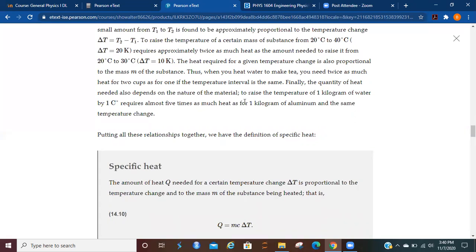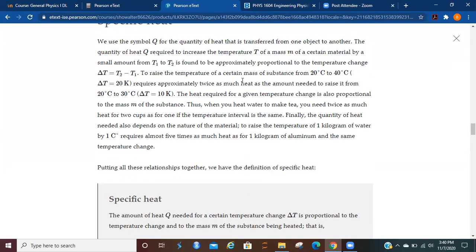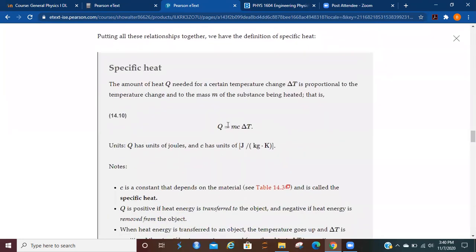Finally, the quantity of heat needed also depends on the nature of the material. To raise the temperature of 1 kilogram of water by 1 Celsius degree requires almost 5 times as much heat as for 1 kilogram of aluminum at the same temperature change. So if you put all those together, this is the formula you come up with. Q is going to have units of joules, and your specific heat is going to have units of joules divided by kilogram times Kelvin.